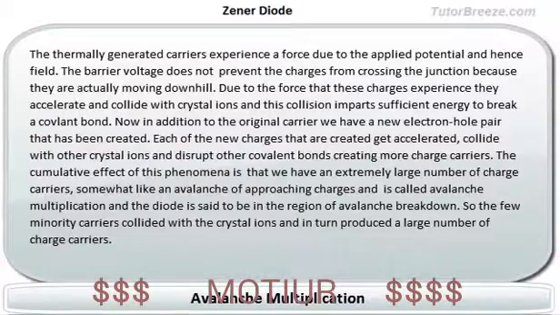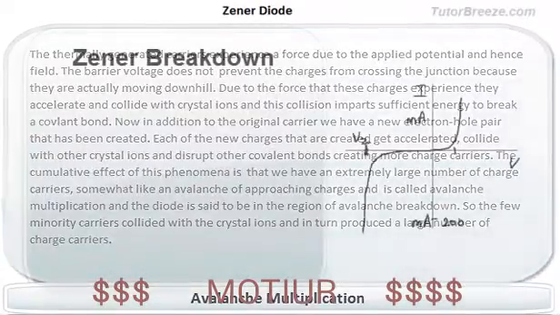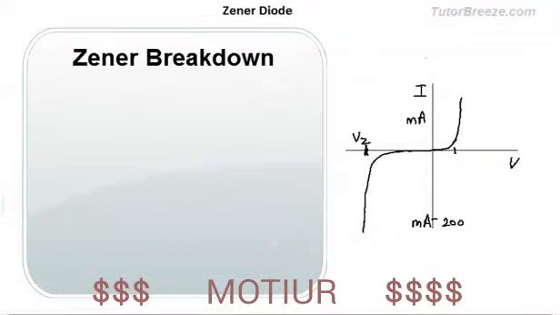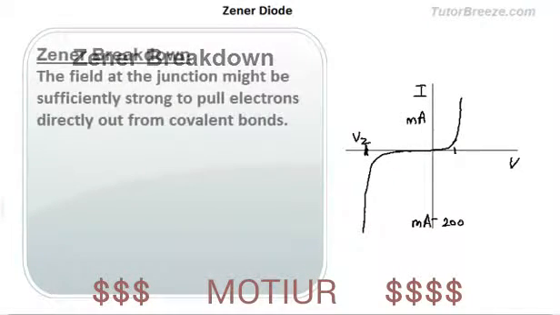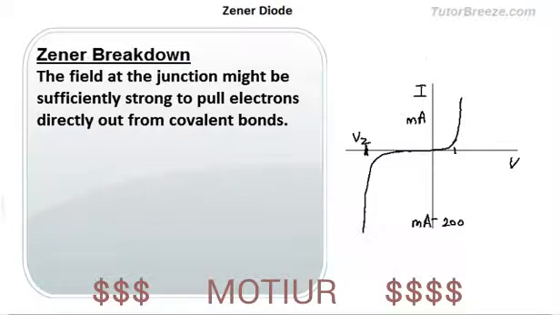There is another mechanism by which charges can be produced, and that is called Zener breakdown. In case of Zener breakdown, the electric field which is present at the junction might be sufficiently strong to pull electrons directly out of their covalent bonds. So charges are pulled out directly by the strong electric field, and electron hole pairs that are created in this manner help to increase the flow of current in the reverse direction.